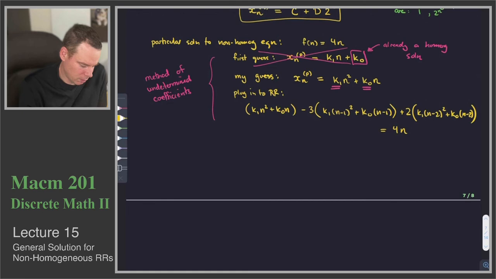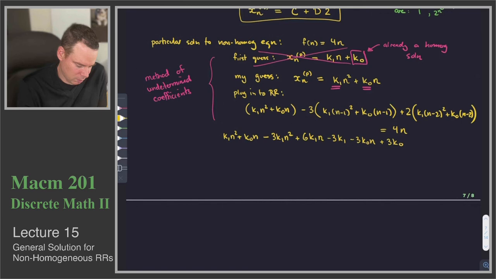I get a k1 n squared plus a k0 n minus, and then I'm just going to do some expansions here. So I'm going to focus on this first bit, and that first bit becomes, the square is n squared minus 2n plus 1. And so I've got a negative 3k1 n squared. And then I've got a negative 3k1 times negative 2n, so that's a plus 6k1 n. And then I've got a negative 3k1. And then I've also got the k0 term here, k0 times n, and then that's multiplied by negative 3. So it's a negative 3k0 n, and then plus a 3k0. And then we've got that for the other one as well. I'll just carry it on down here.